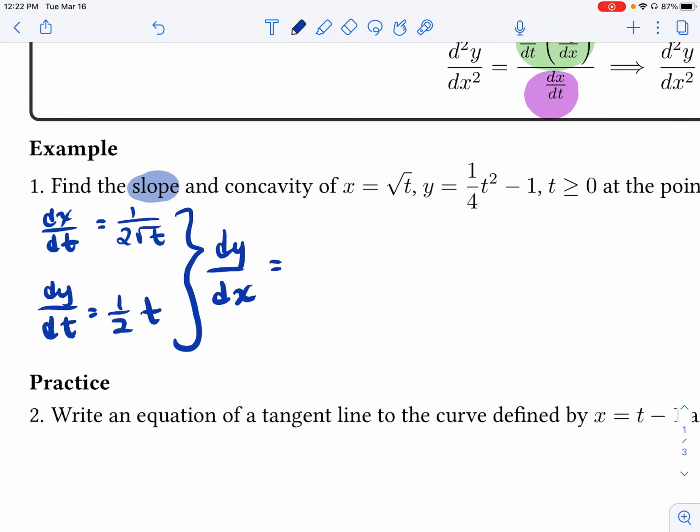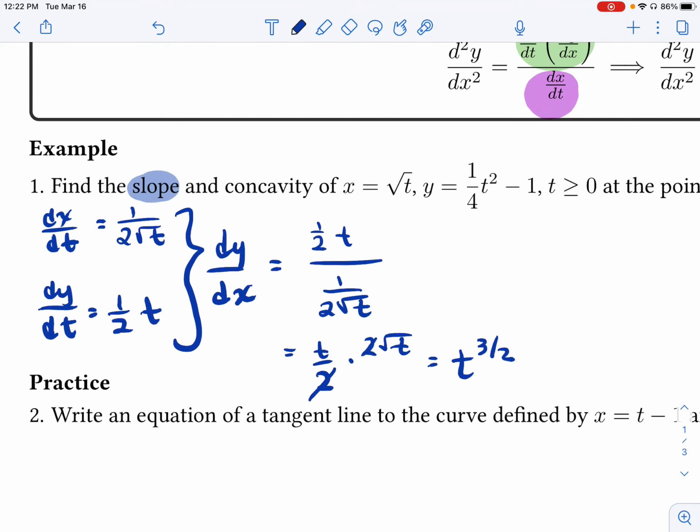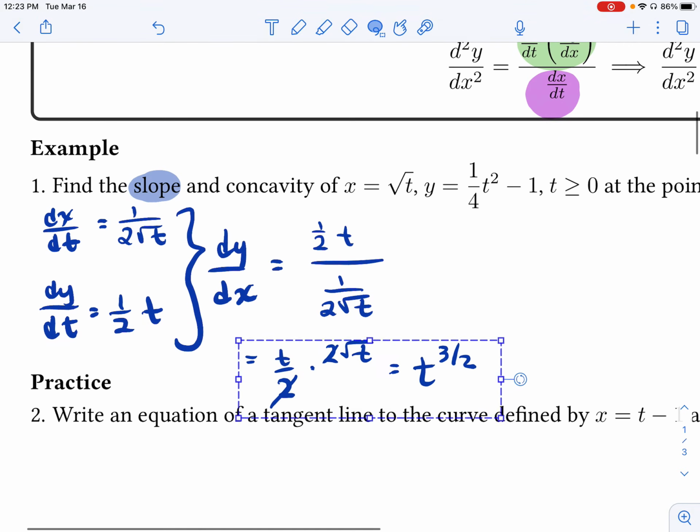So I can say 1/2 t, or t over 2, doesn't matter, all over 1 over 2 root t. Well, this can be rewritten as t over 2 times 2 root t. When we're dividing by a fraction, it's just multiplying by the reciprocal. And when we clean that up, that's just going to give me t to the 3/2 power. So that's going to be our slope, dy dx, and we can use that to evaluate the slope at any given point.